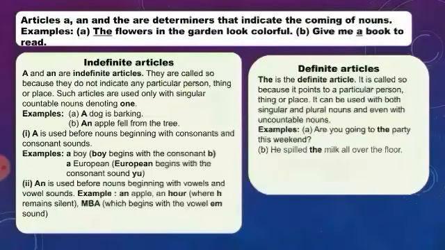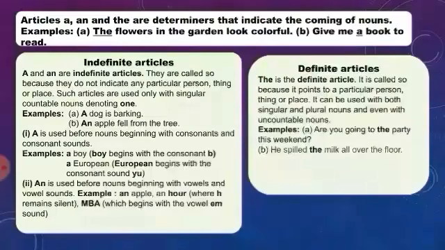Such articles are used only with singular countable nouns and denoting one. For example, a dog is barking, an apple fell from the tree. A is used before nouns beginning with consonants and consonant sounds. A boy begins with the consonant B. A European begins with the consonant sound U.